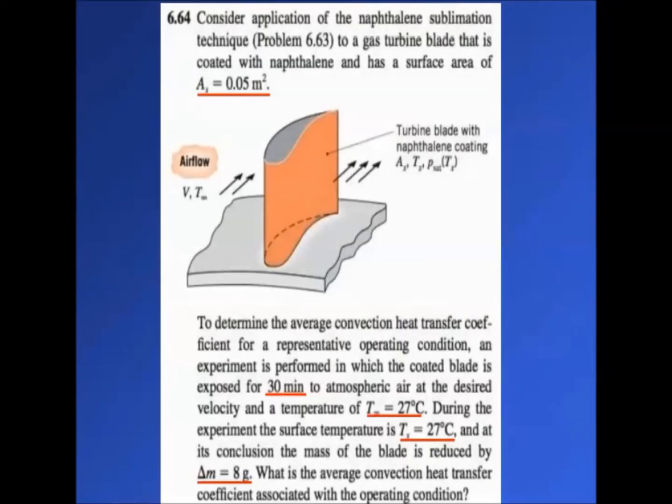Let's take a look now at problem 6.64. In this problem, they're asking us to consider an application of the naphthalene sublimation technique, which we've seen in problem 6.63, which we'll review to get some of our variables. But now they want us to do this to a gas turbine blade that is coated with naphthalene. It has a surface area of A sub S equal to 0.05 meters squared. And below here is our given schematic where we have our airflow, V, and T sub infinity. And here's our blade with the coating on it and all the associated properties.